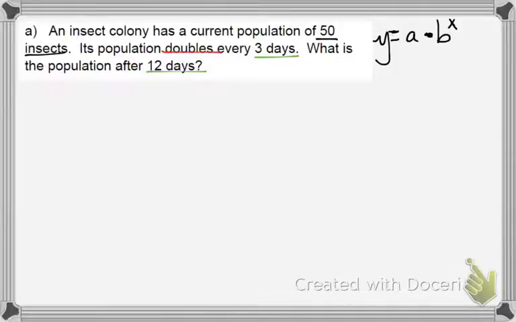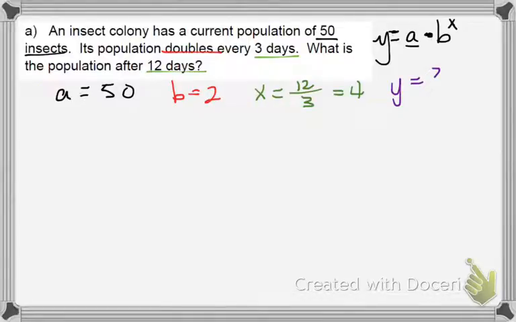So let's take a look at what we have here. We have a current population of 50 insects, so I'm going to plug that in for a. It doubles, so my b value is 2. That's my growth factor. Then x is total time over the time it takes for one doubling. Total time is a 12-day period, and it takes 3 days to double, which reduces to just 4. What we don't know is our y value. That's what we're looking for: the future population after 12 days.